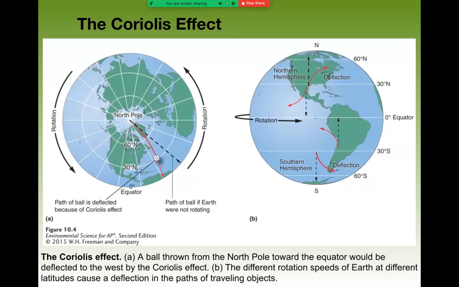This Coriolis effect, by the way, was really highlighted during World War II. Very commonly, scientific discoveries happen at times of war. And in World War II, we developed ways to attack each other involving long-range artillery and missiles.